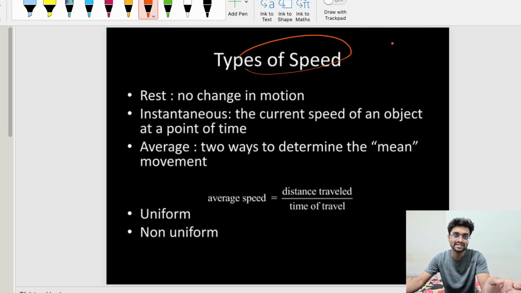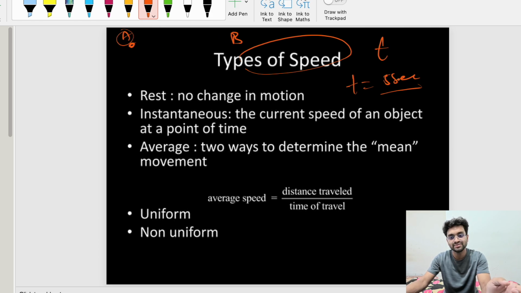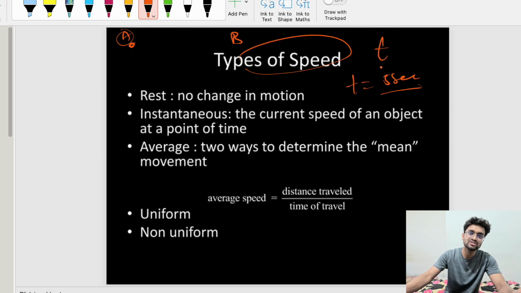Let's say if an object is at rest, that means the speed is zero, the rest condition. If an object is in motion, and at a time t we want to know the speed, that is called instantaneous speed. For example, at t equal to 5 seconds, what is the speed? If one car is moving from A to B, it must be changing its speed, and at t equal to 5 seconds it must have some specific speed. That speed is called instantaneous speed, meaning the speed at that instant.